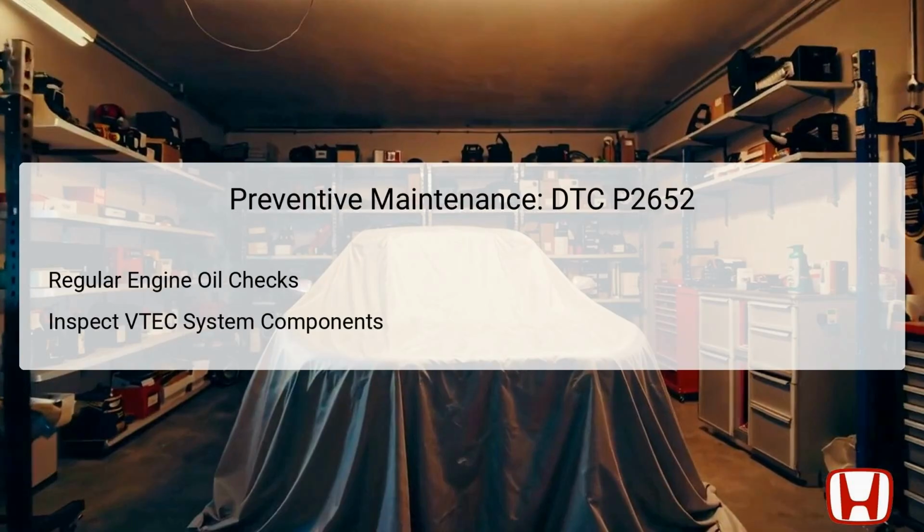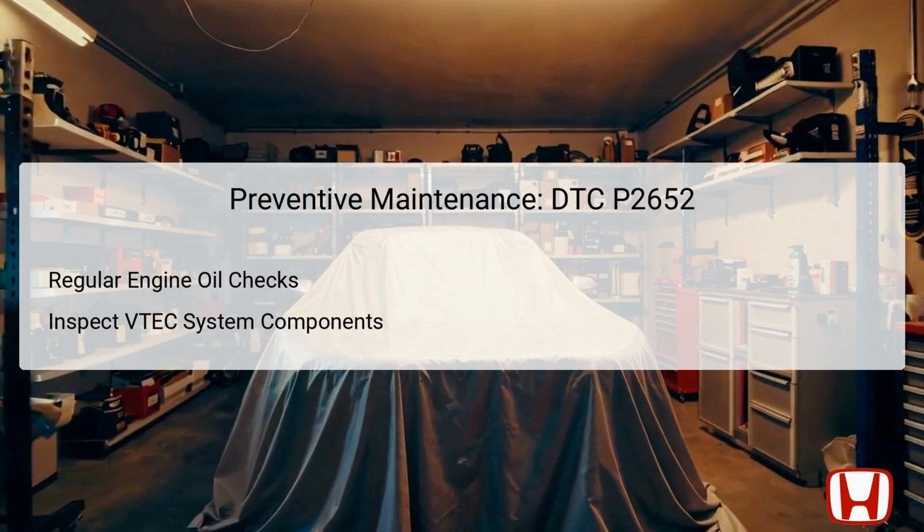To prevent future occurrences of DTC P2652, implementing preventive maintenance is essential. Regularly checking engine oil levels can prevent low oil conditions that may cause issues with the rocker arm oil pressure sensor or oil control valve. It is advisable to check the oil at each fuel fill-up to ensure it remains at an optimal level.